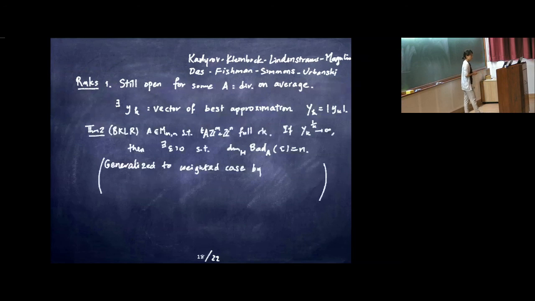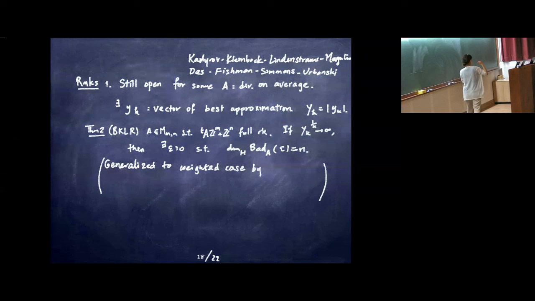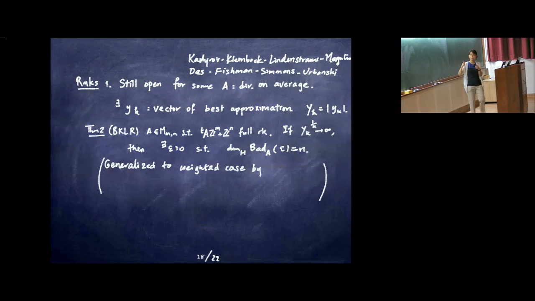And then with Yan and Donghan Kim and Michelle Rams, we show that for A, for which A Zn plus Zn is full rank, if this Yk — so Yk is something like a Qk, right? The denominator of the principal convergence. So Yk is the norm of the best approximation vector small yk. If Yk to the power 1 over k goes to infinity, then there is some epsilon such that the Hausdorff dimension of the epsilon best set for A is full.